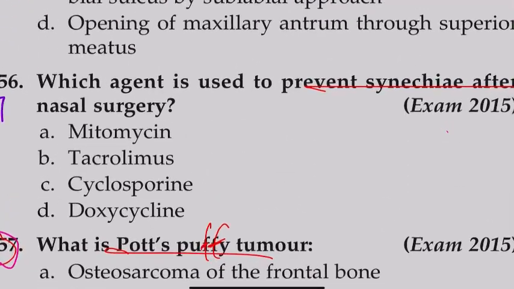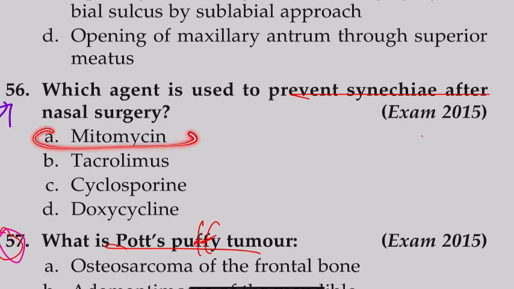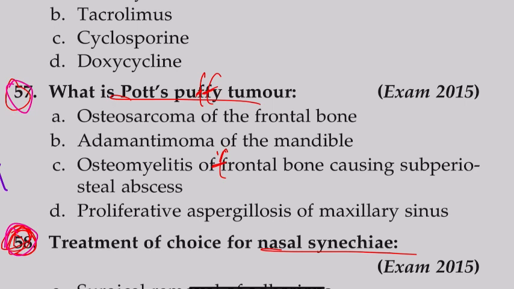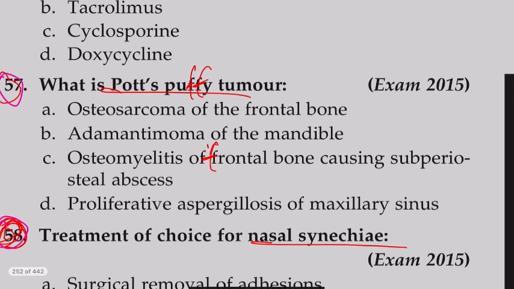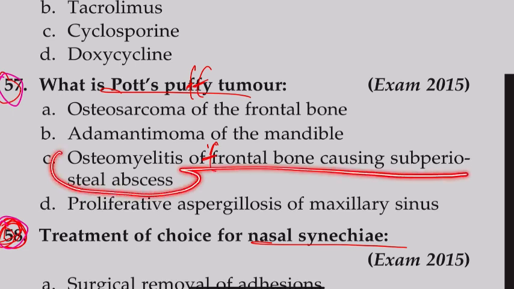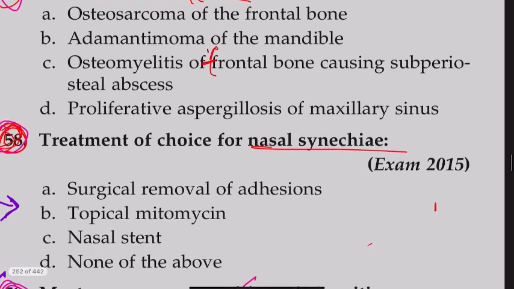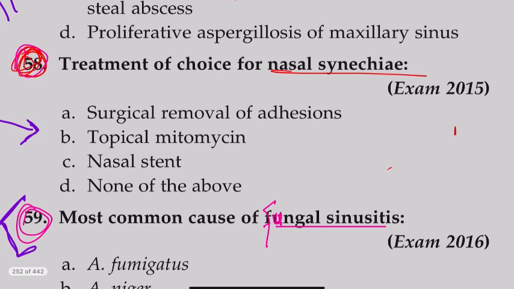Okay, the agent used to prevent synechia after nasal surgery is mitomycin. What is Pott's puffy tumor? It is osteomyelitis of the frontal bone causing what? Subperiosteal abscess, right? That is Pott's puffy tumor. We can remember it by F. Osteomyelitis of frontal bone causing subperiosteal abscess. The treatment of choice for nasal synechia is the same thing, topical mitomycin, right?